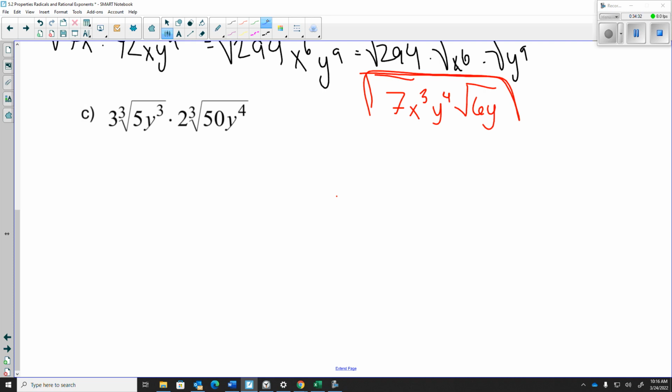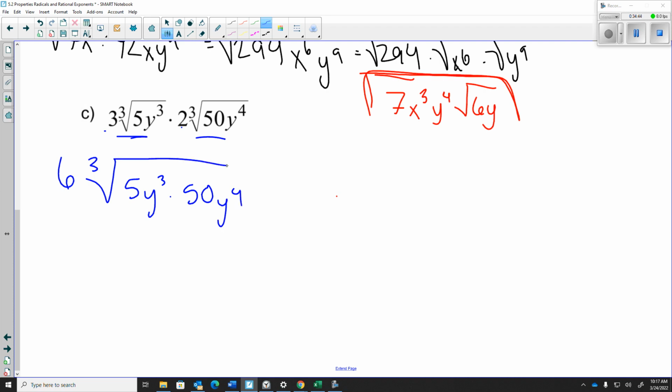We've been doing this all class. Hey, what's 3 times 2? 6. Okay, combine these: cube root of 5y cubed times 50y fourth. What's 5 times 50? 250 y to the 7th. You know how I got 7? Because 3 plus 4 is 7, right? Yes. Okay.